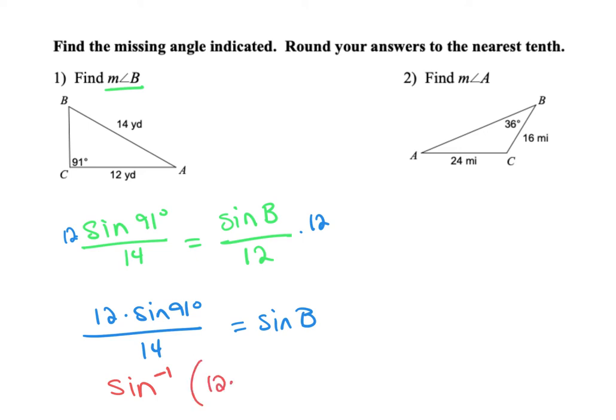And again, you can do it all in your calculator. Sine of 91 divided by 14. Make sure you close your parentheses. Wait, so you don't have to do the 12 times sine of 91 over 14. You have to do the inverse sine because we are solving for the angle, not the side length. All right? And when you do that, you should get approximately 59 degrees.